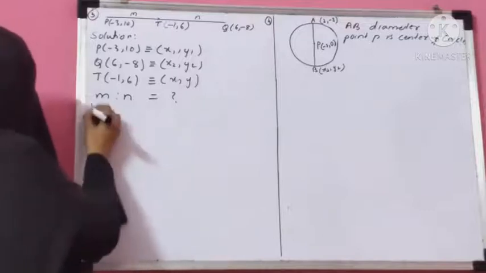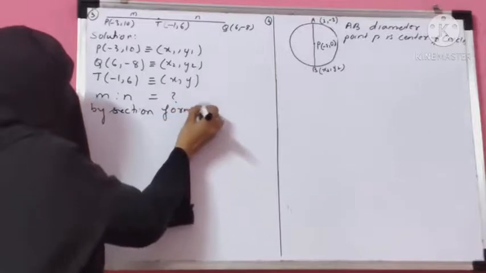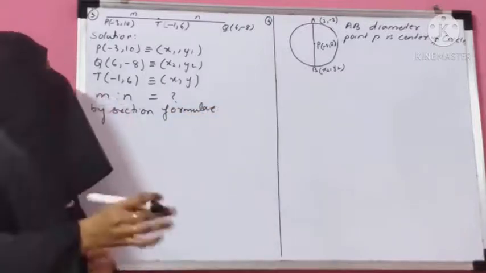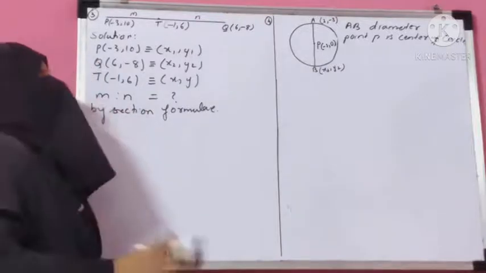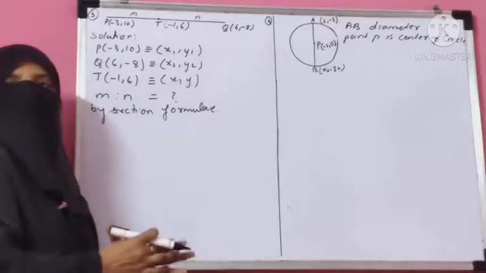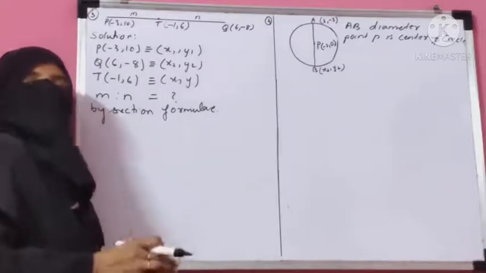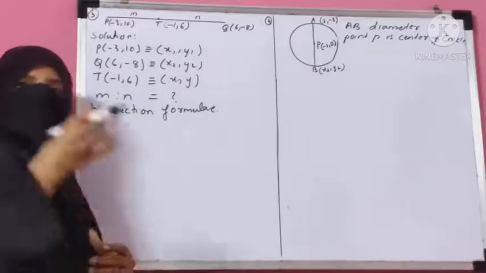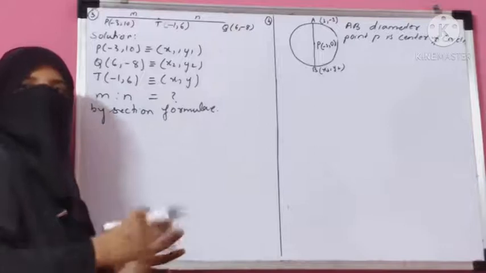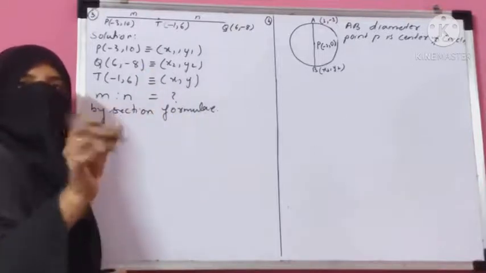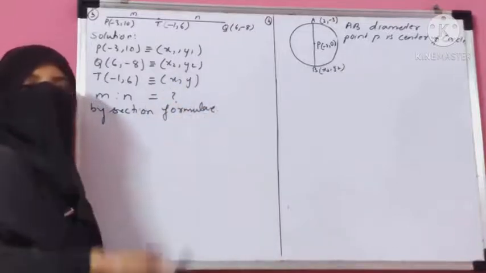So let's start with the section formula. Remember one thing: here we have to find the ratio, not the coordinate. When you have to find the coordinate of any point, whether midpoint, section point or centroid, then use the combined formula of coordinates, that means the x and y coordinate formula together. But in other cases, use the x and y coordinate formulas separately.